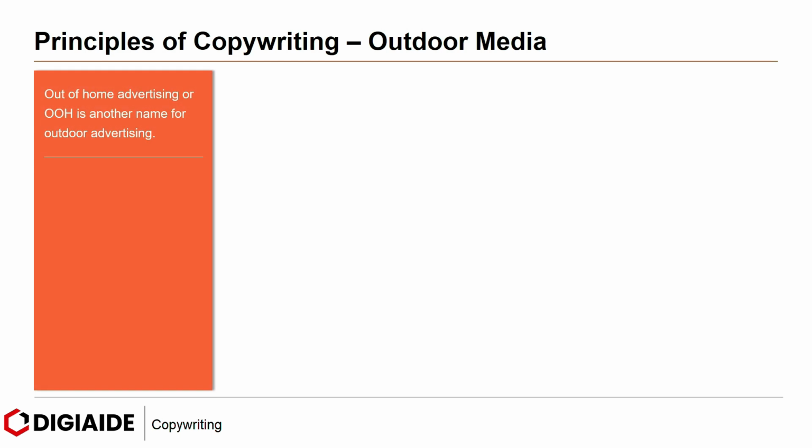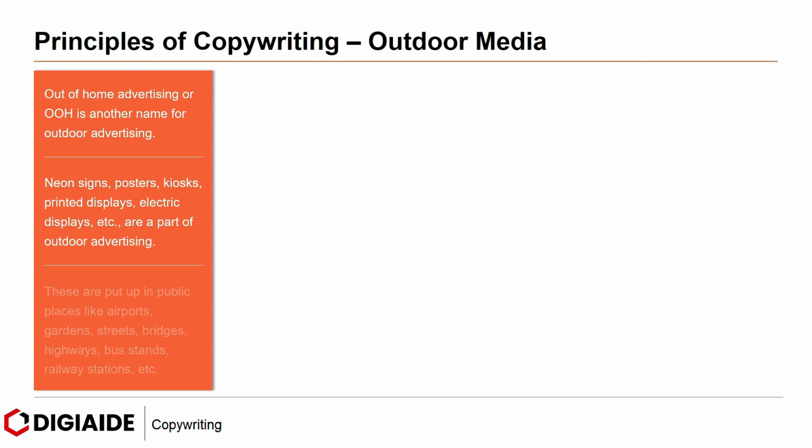Now moving on to the principles of copywriting for outdoor media. Out-of-home advertising is another name for outdoor advertising. Neon signs, posters, kiosks, printed displays, electric displays, etc. are part of outdoor advertising. They are put up in public places like airports, gardens, streets, bridges, highways, bus stands, railway stations, etc.